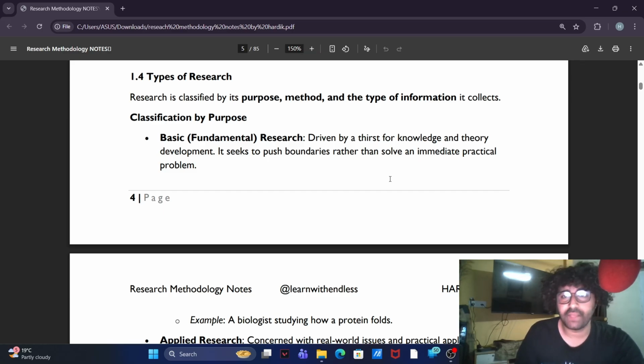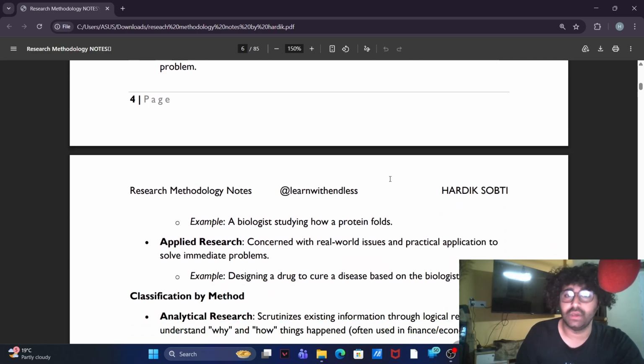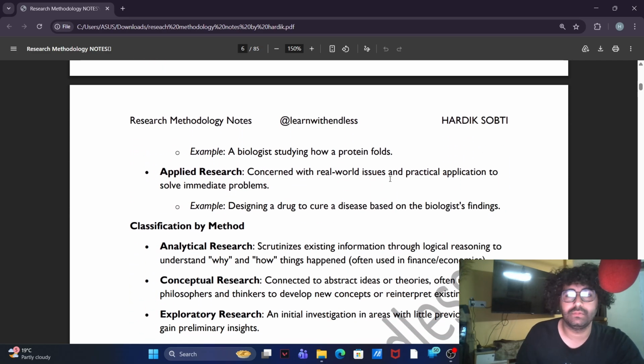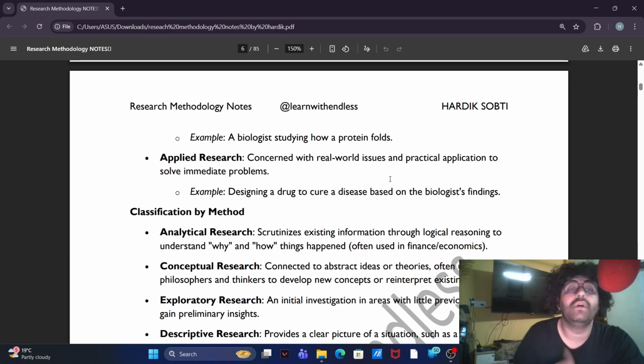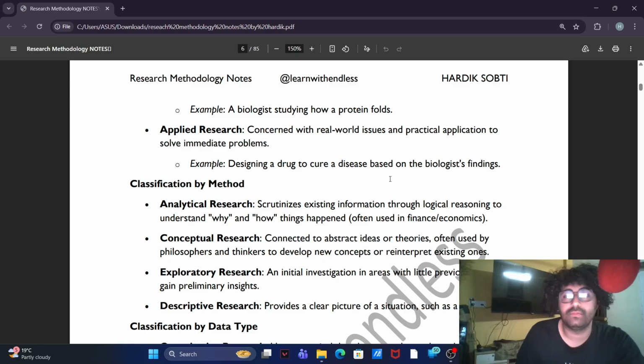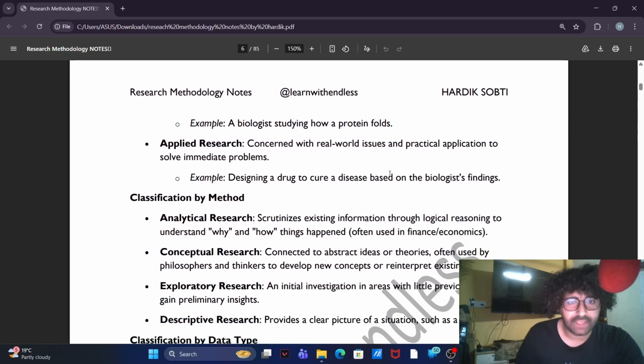Fundamental research: driven by the thirst for knowledge and theory development, it seeks to push boundaries rather than solve an immediate practical problem. Example: a biologist studying how a protein folds. Applied research: concerned with real world issues and practical applications to solve immediate problems. Example: designing a drug to cure a disease based on biologists' findings.